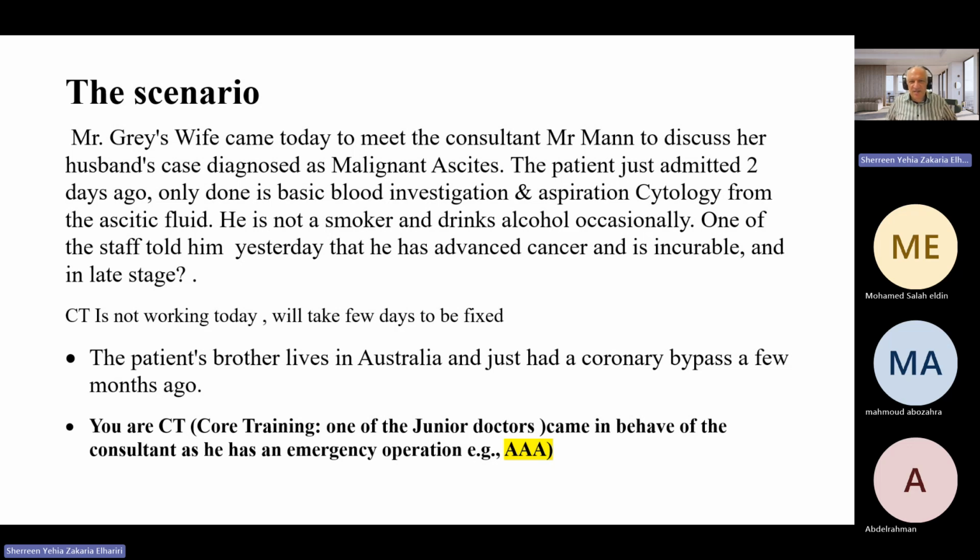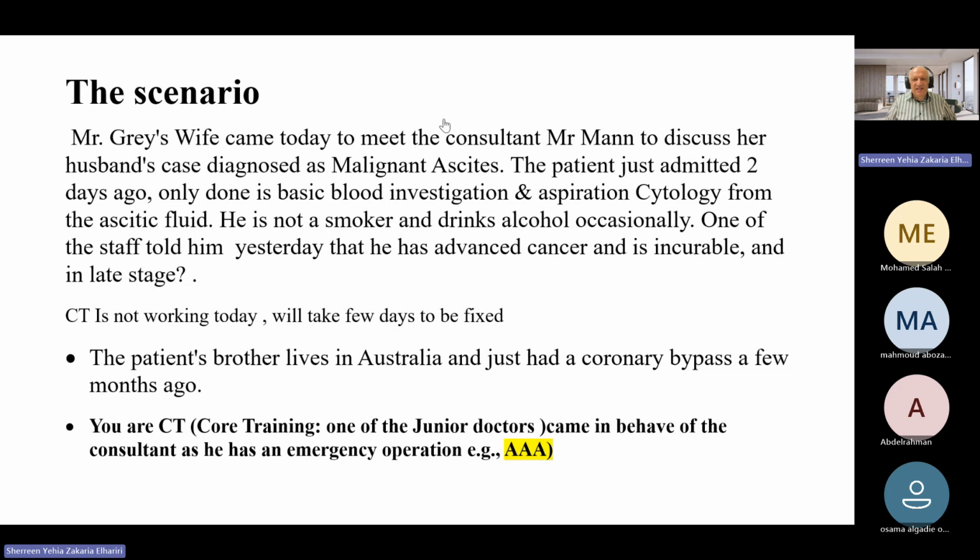He's a non-smoker, drinks alcohol occasionally. One of the staff told him yesterday that he had advanced cancer, incurable, in the late stage. So the patient is sad. CT is not working today. It will take a few days, maybe weeks, to be fixed. The word broken for CT means not damaged, it's just not working. The patient's brother lives in Australia. He just had a coronary bypass a few months ago.